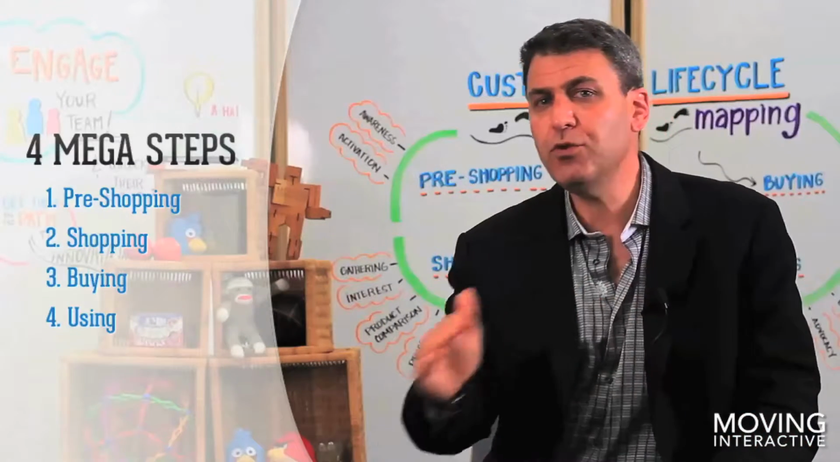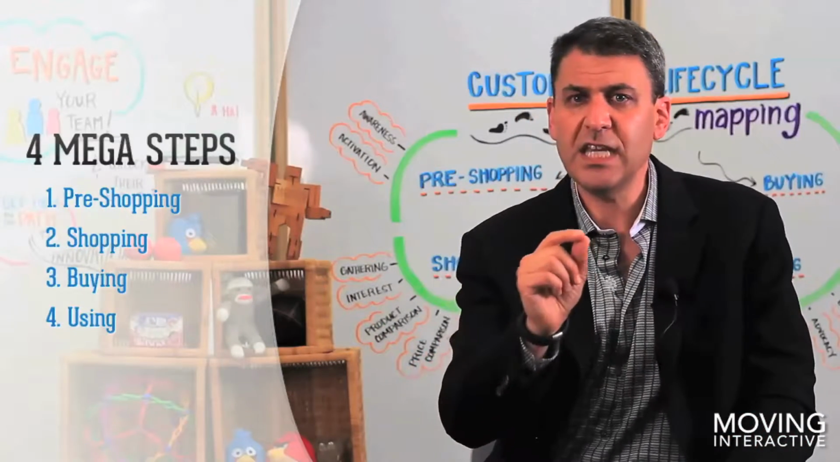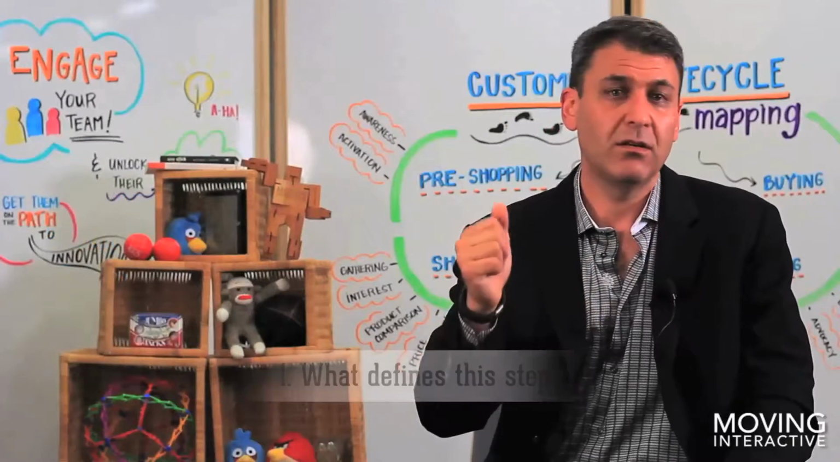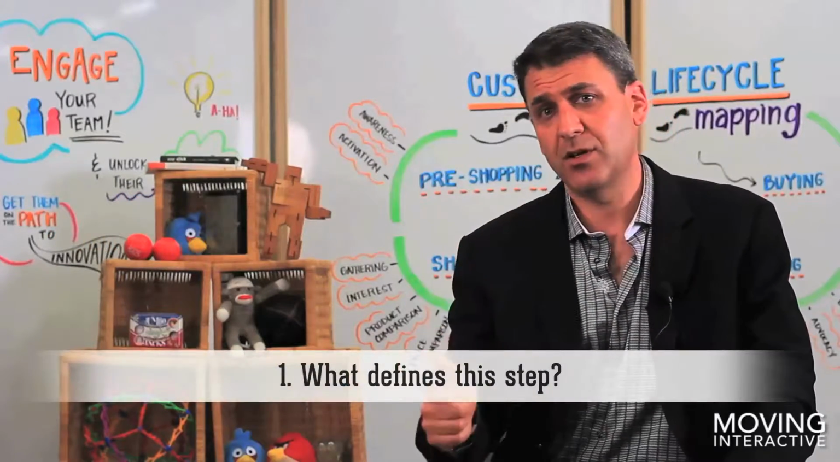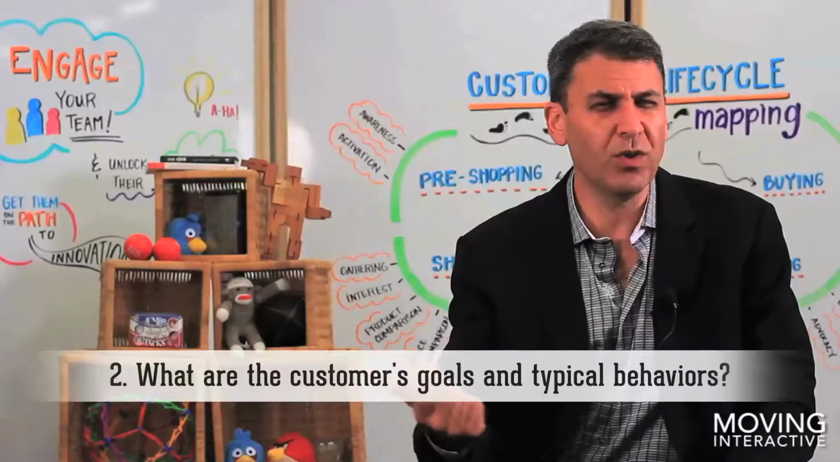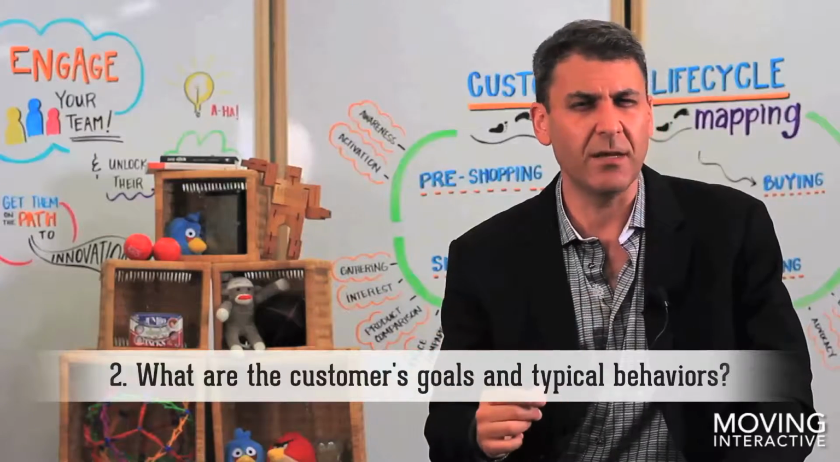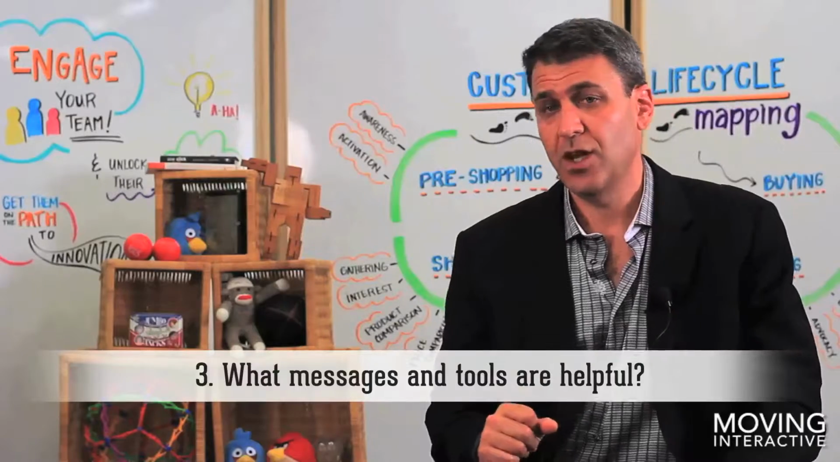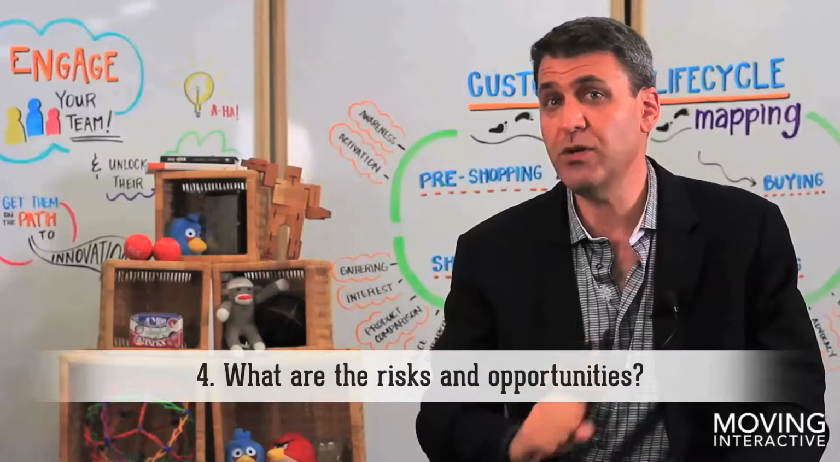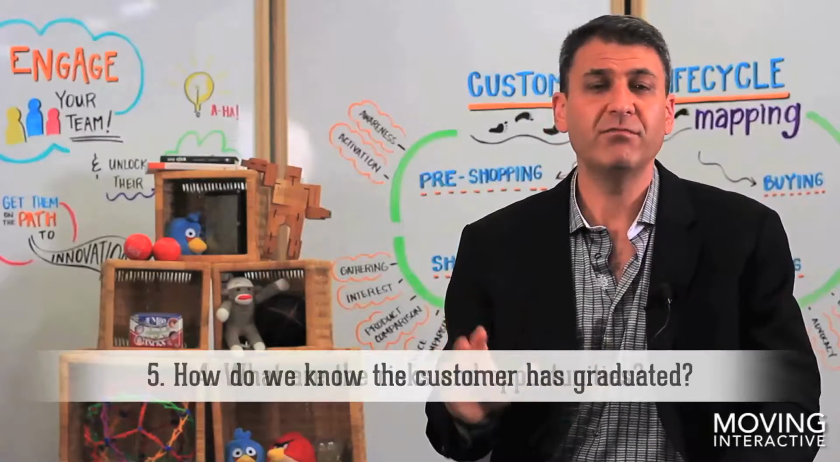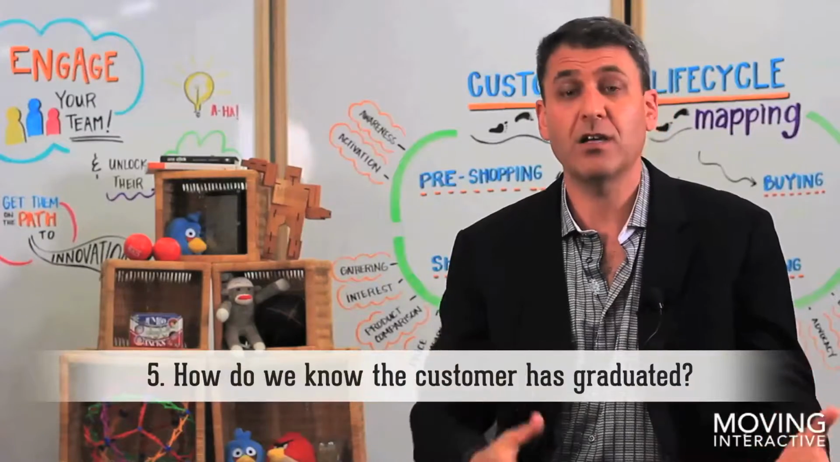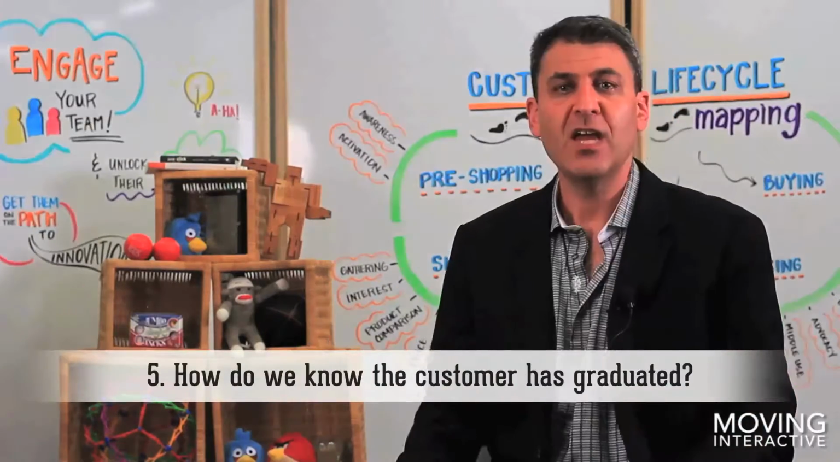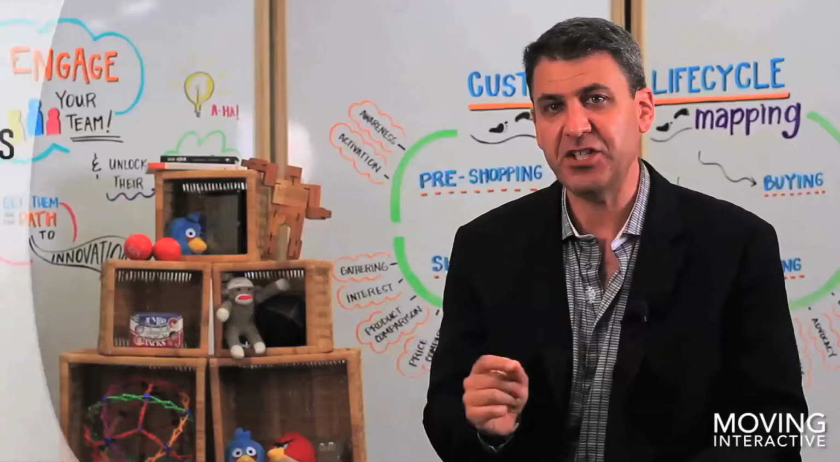So we'll walk through these steps, and in each, we'll look at 5 key things. Number 1, what defines the step? Number 2, what are the customer's goals in this step? What behaviors do we typically see? Number 3, what types of messages or tools are most helpful? Number 4, what are the risks and opportunities in this step? And number 5, how do we know when the step is over, when the customer has graduated to the next step? So let's dive in on pre-shopping.